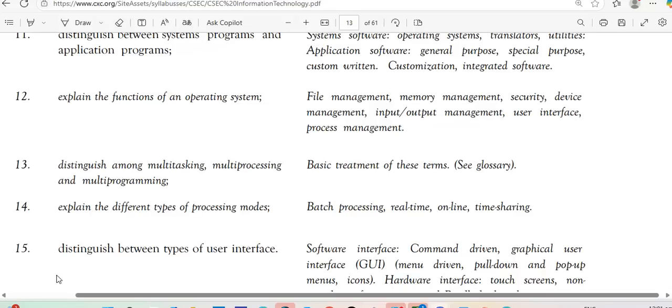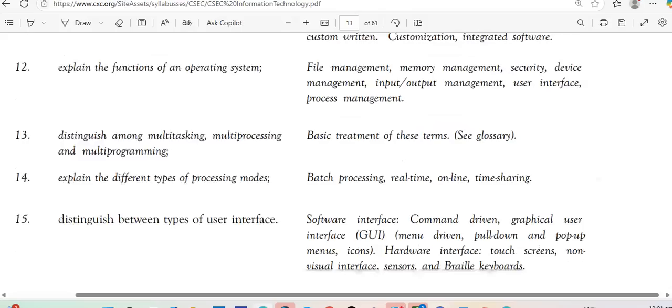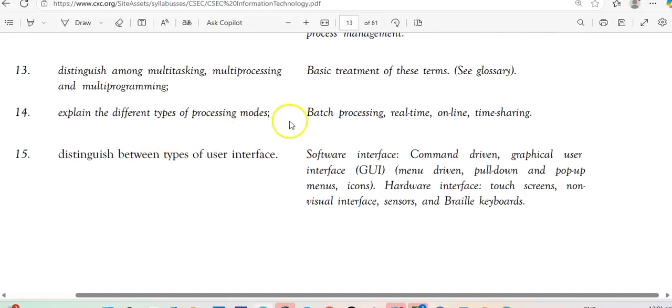All right. Explain the different types of processing modes. So the different types of processing modes are batch processing, real time, online, and time sharing. Now we're going to look at what those mean. So we're going to look at the first type of processing mode, which is batch processing. Batch processing involves collecting and processing large volumes of data in batches, often overnight or on a schedule, which is cost effective but can be delayed.